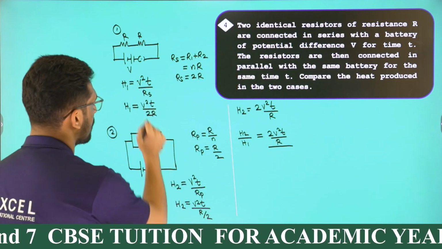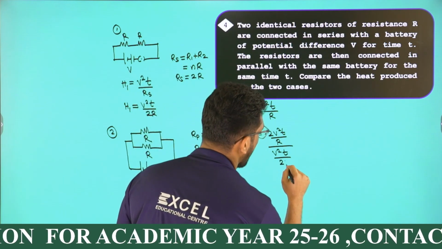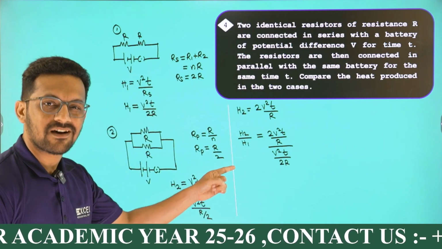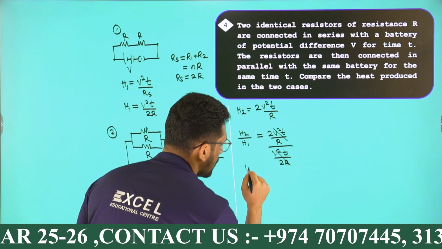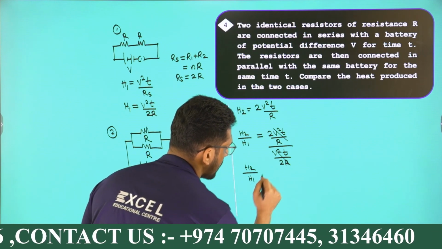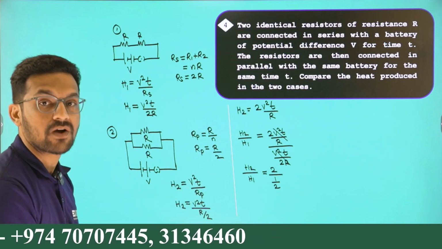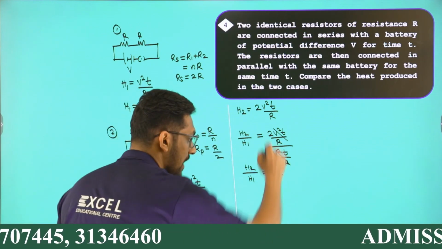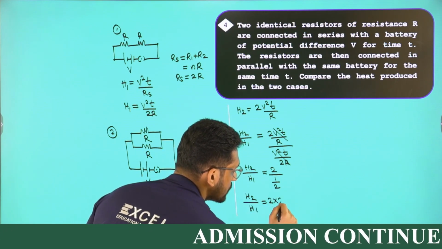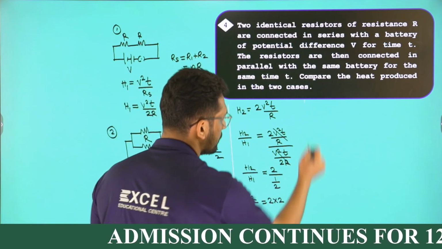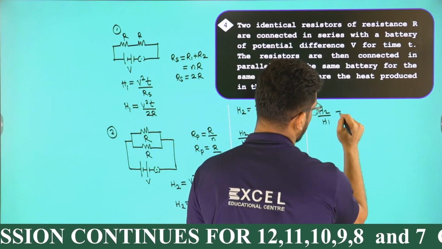divided by H1. What is H1? H1 is V square t divided by 2R. What happens to this V square t by R? It will be gone from this equation. That means you will get H2 by H1 as 2 divided by 1 by 2. What is that? The 2 will be coming to the top. So H2 by H1 is 2 into 2. So H2 by H1 can be written as 4.